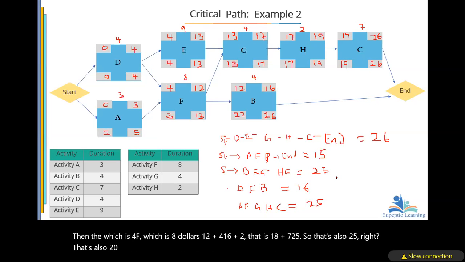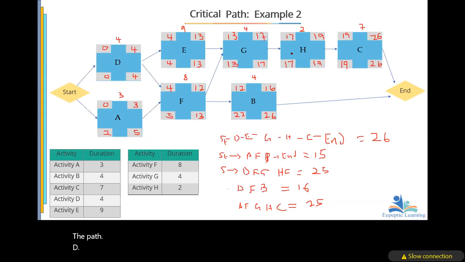So now, if we look at it carefully, the path D, E, G, H, C is the critical path. Yes, that's the critical path because that has the highest duration.